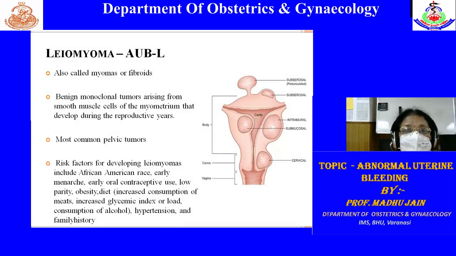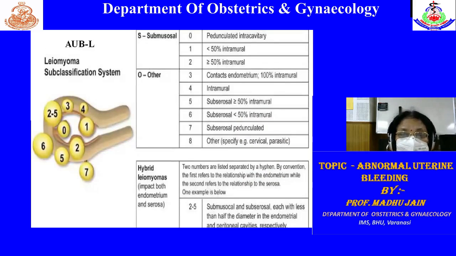Now third is the AUB-L. What do you mean AUB-L means? Abnormal uterine bleeding due to leiomyoma. In this case, you can see there are different types of fibroid, submucous fibroid, intramural fibroid, or subserous fibroid. They are the cause for the abnormal uterine bleeding. They are classified by the FIGO under 7 categories. S means, beta, submucosal.